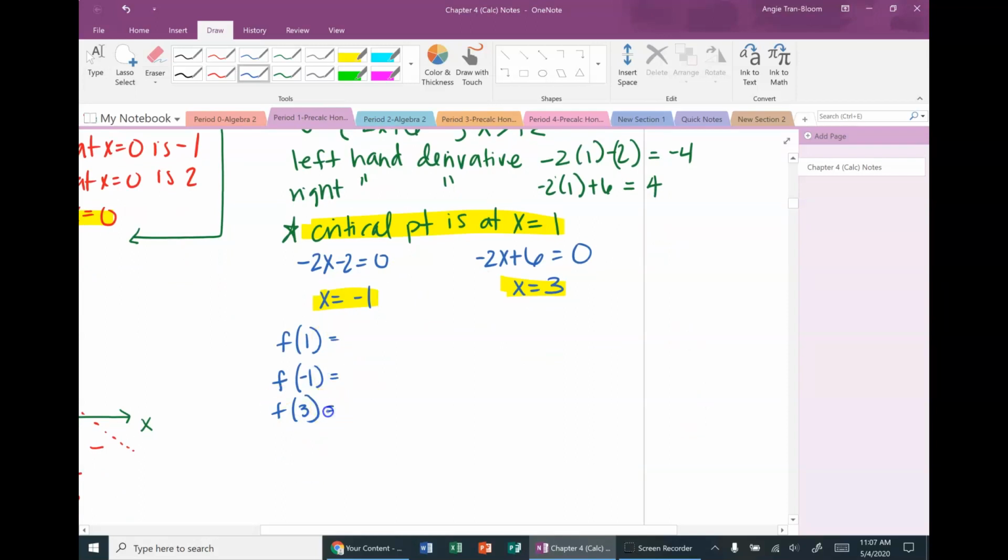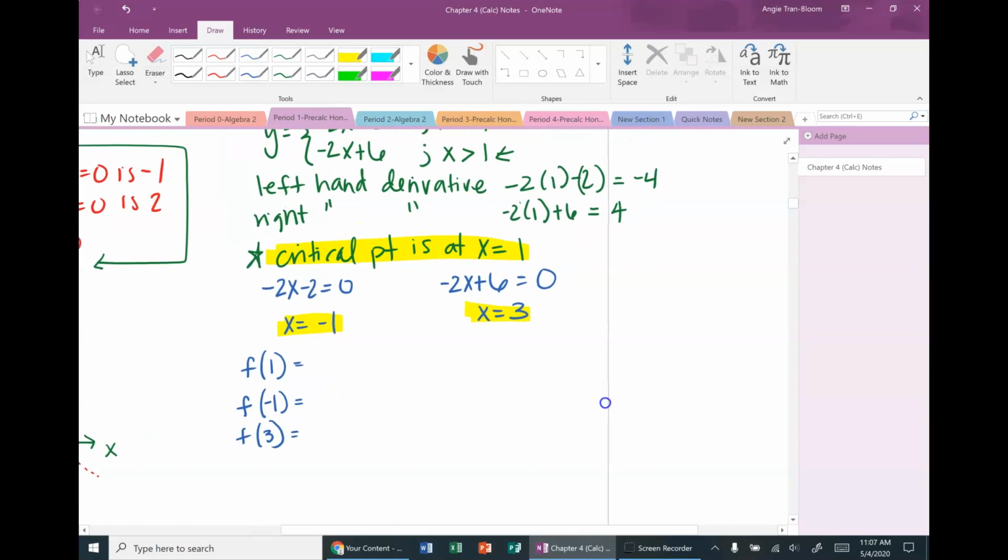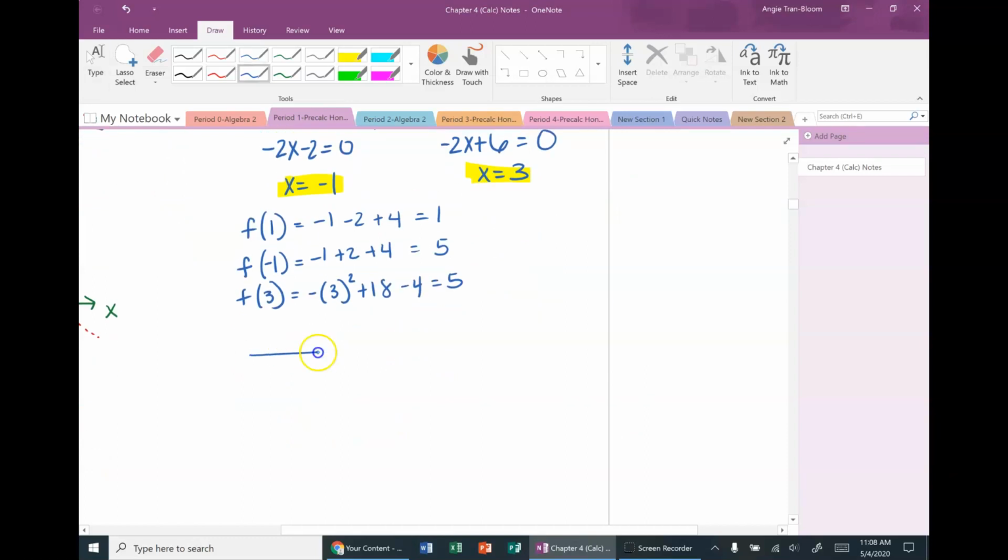Plug into our piecewise. So f at 1 is negative 1 minus 2 plus 4, that will give us 1. F of negative 1 is negative 1 plus 2 plus 4, that will give us 5. And this is going to give us negative quantity 3 squared plus 18 minus 4, also giving us 5. And I like to organize my information with a number line. So here's x. We have, let's see, the x's are negative 1, 1, and 3.